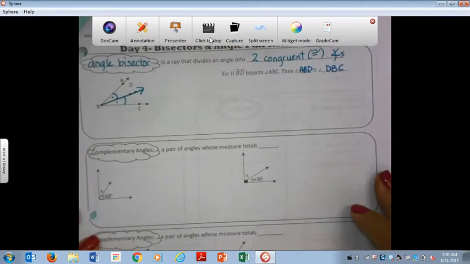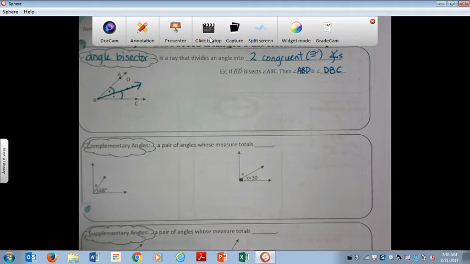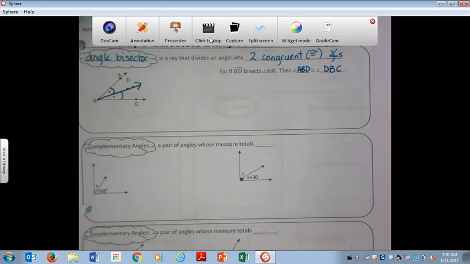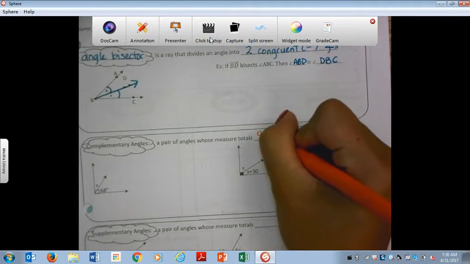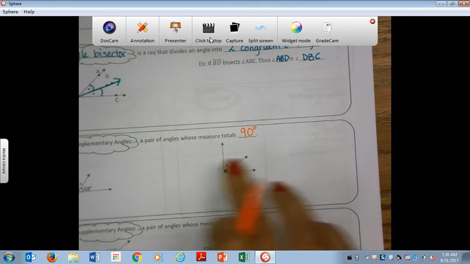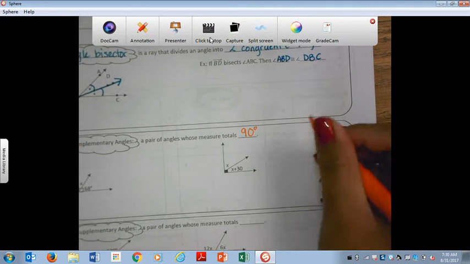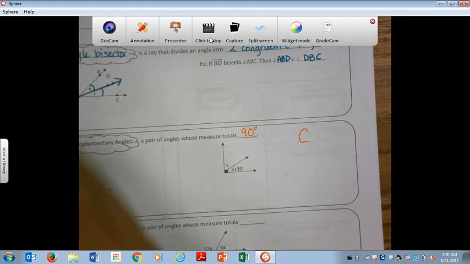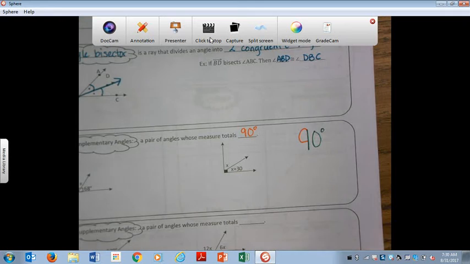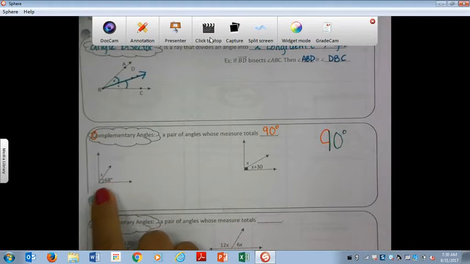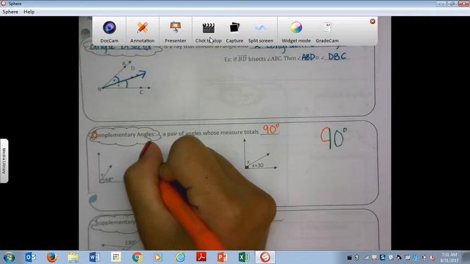Next thing we're going to learn about are complementary angles. These are a pair of angles whose measure totals 90 degrees. One way to remember that is that complementary starts with the letter C, so I'm going to write out the letter C, and then I'm going to make that C into 90 degrees. So here we have two angles that are complementary, and you see that box there indicating that it's 90 degrees. So what you would do is set up an equation that does just that.